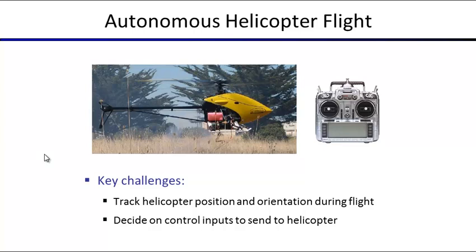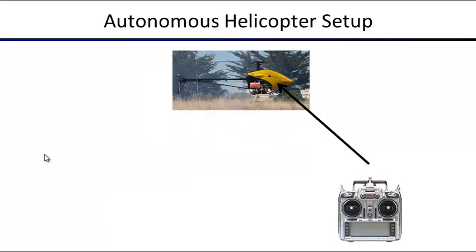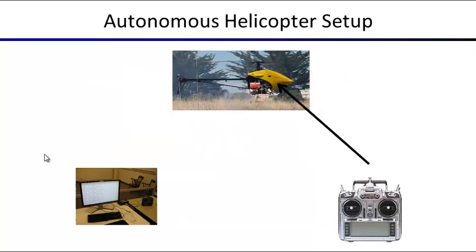Okay, so how does that work? You have your autonomous helicopter set up, which has a remote going to the helicopter. Then there's a computer that you'll use to do all your computation. You'll go into the back of the remote control, and that way you can send signals to the remote control, which will send them to the helicopter.